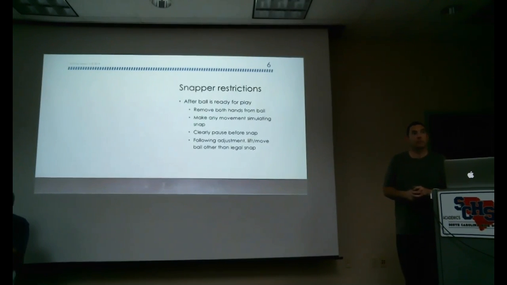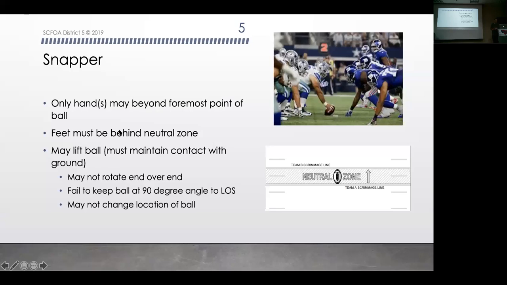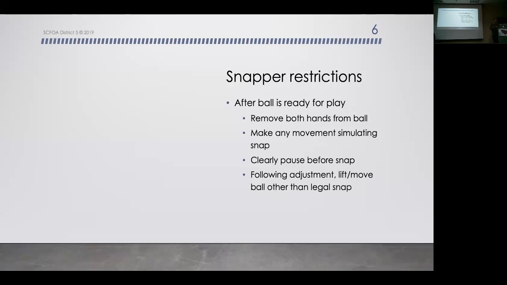Snapper restrictions. After the ball is ready for play, he may not remove both hands from the ball. So he can remove one, but not both. He may not make any movement simulating a snap. So if he's got both hands on the ball and he's going to move one, he's got to do it slowly. He can't act like he's snapping the football. He has to clearly pause before the snap, just like any other player. He may not, following an adjustment, lift or remove the ball other than in a legal snap. So he's allowed to make one adjustment, then he's got to pause, and then he can snap it.